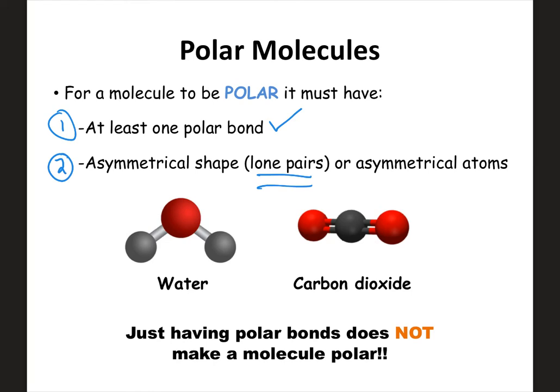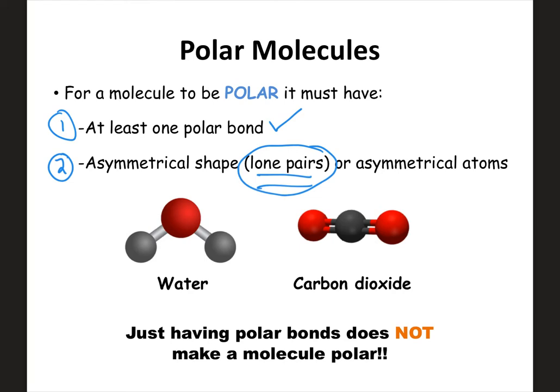So if you're trying to decide if something is polar or not, you're looking for an asymmetrical shape, typically lone pairs on the center atom. You want a shape that is not symmetric. So you're going to have to draw the dot structure, look at the center atom, see if you see those lone pairs, see if it has an asymmetric shape, and that would tell you if it's polar or nonpolar. If it has an asymmetric shape, the molecule itself is polar. If it doesn't, it's going to be nonpolar. Just having polar bonds is not enough to make the entire molecule polar.